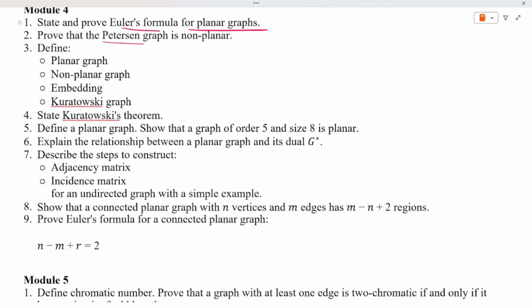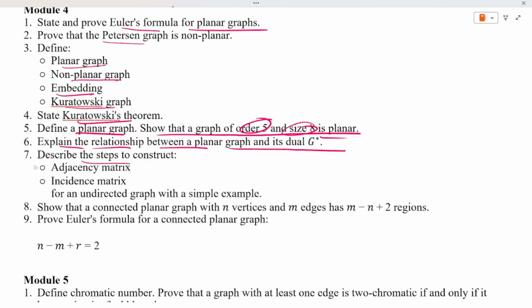Next is the Petersen graph is non-planar, you have to prove that. Next is define planar graph, non-planar graph, embedding and Kuratowski, and also the theorem. Next is define a planar graph, show that the graph of order 5 and size 8 is planar. Next is explain the relationship between a planar graph and its dual G star.